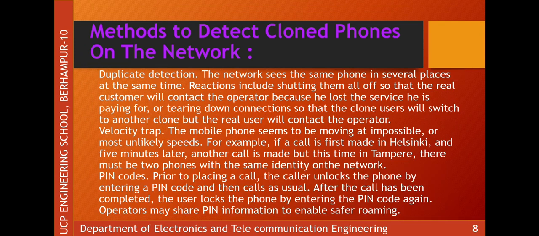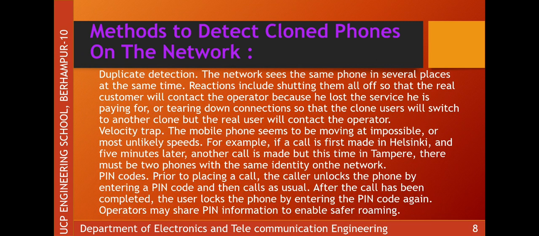Methods to detect clone phones on the network. Duplicate detection: the network sees the same phone in several places at the same time. Reactions include shutting them all off so that the real customer will contact the operator because he lost the service he is paying for, or tearing down connections so that the clone users will switch to another clone but the real user will contact the operator.